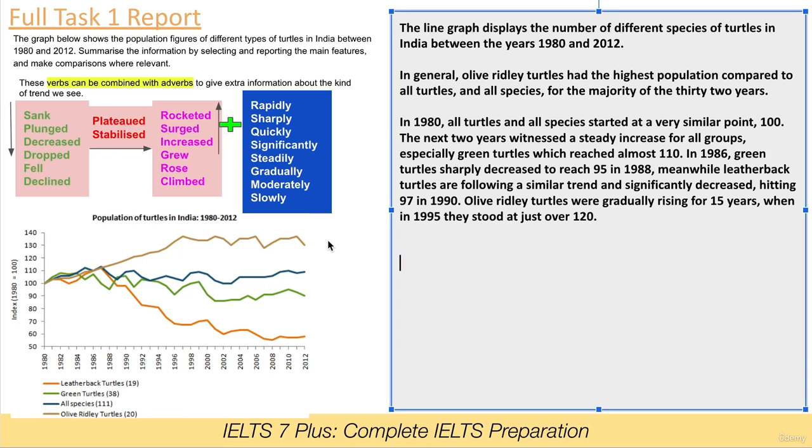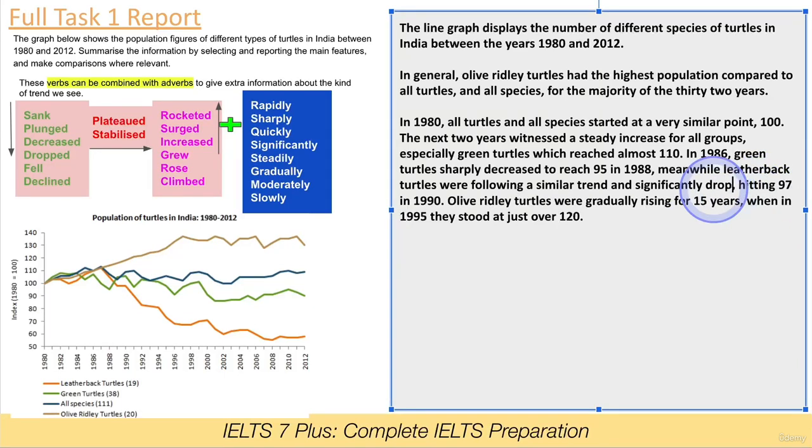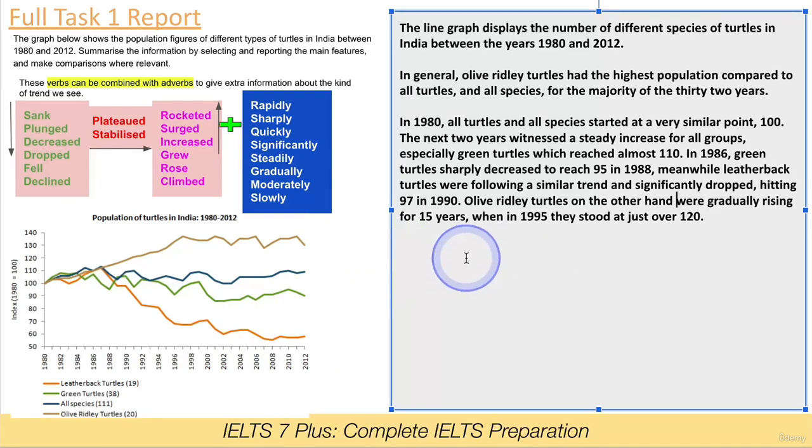Meanwhile, leatherback turtles, so it's really important to go back and edit. We're following a similar trend and significantly decreased. Have we used decrease? Yes, significantly dropped, hitting 97 in 1990. Olive ridley turtles, on the other hand, were gradually rising for 15 years, when in 1995 they stood at just over 120.